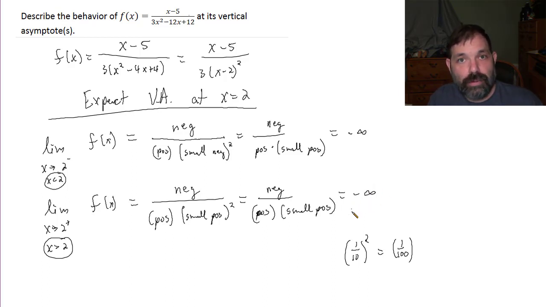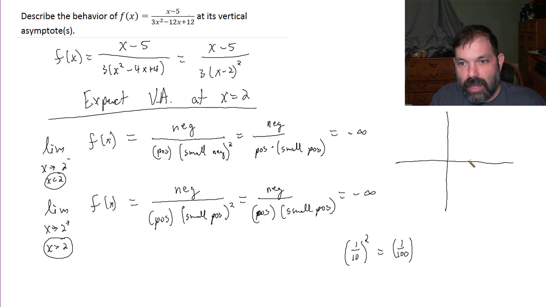And so what I can see from this is that the graph approaches negative infinity on either side of its vertical asymptote. And so graphically, what I would expect to see is at x equals 2, I expect a vertical asymptote still, but on both sides, it should go to negative infinity.